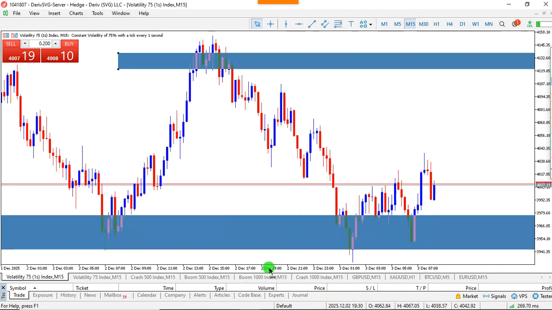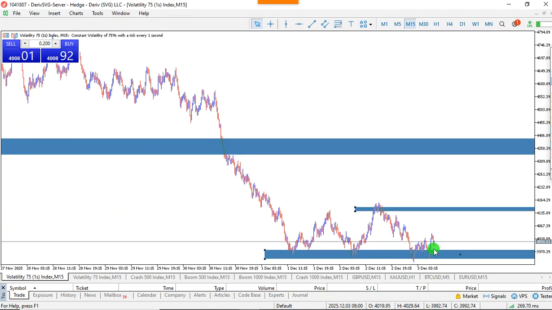So what we're expecting now is, if this zone holds, then think of targeting here. But preferably, I would say just wait for the market to get above this and retest, and then target here. If this gets broken, of course, we look for a long-term bullish trend.